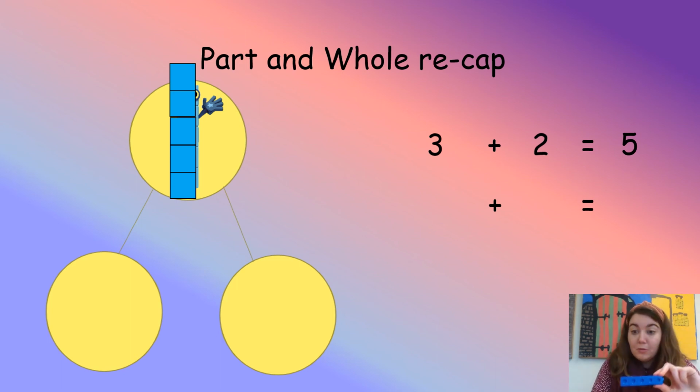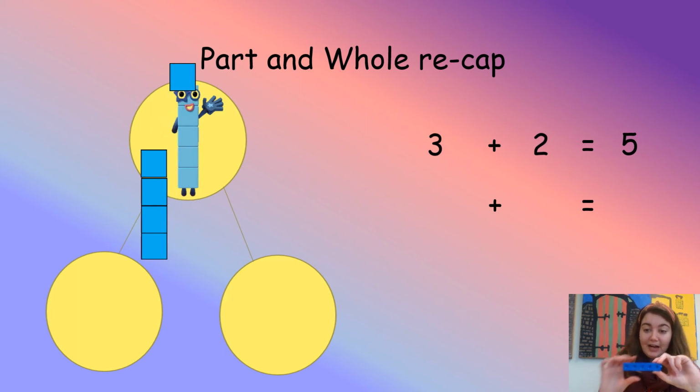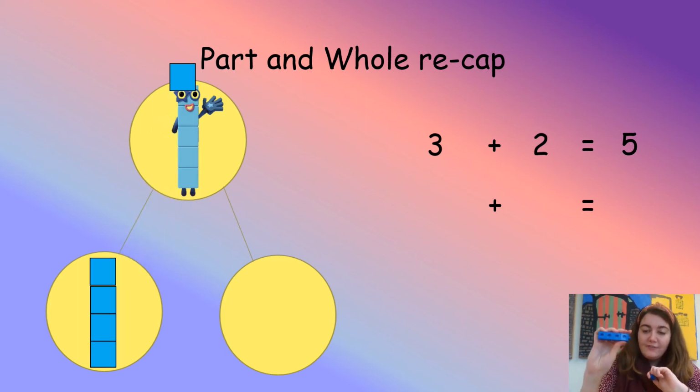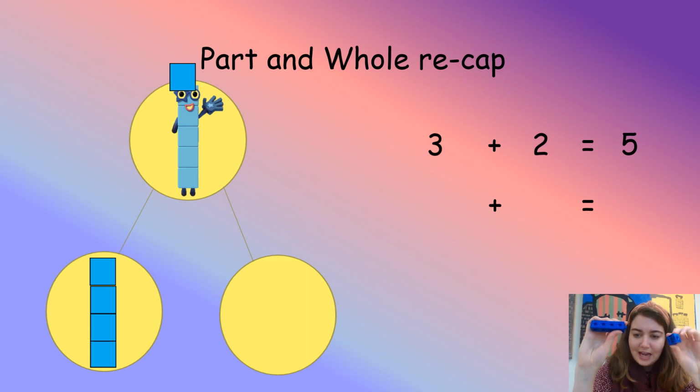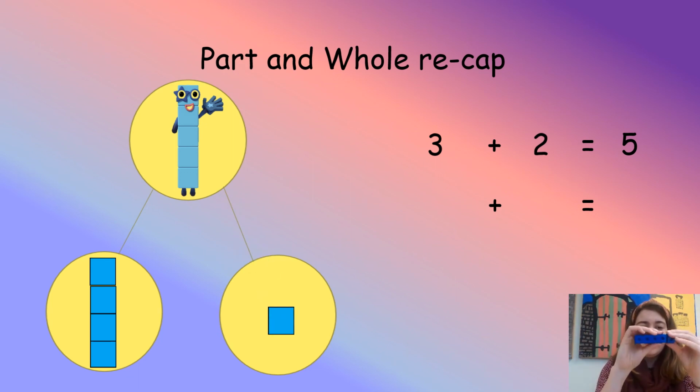Now let's have a look at another way of breaking up 5, okay? So your one more learning is going to help with this. Another way of breaking up 5 is 4. And if I've got 4 in one part, how many is in the other part? 1. Okay, so the whole 5 can be broken up into 2 parts, 4 and 1. And the 2 parts, 4 and 1, can come together to make the whole 5.